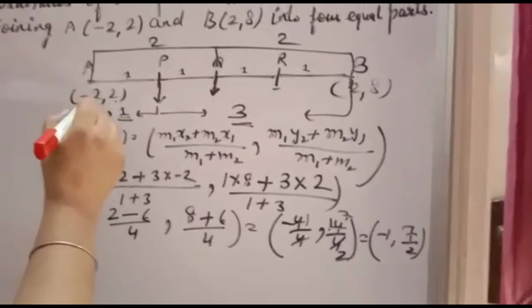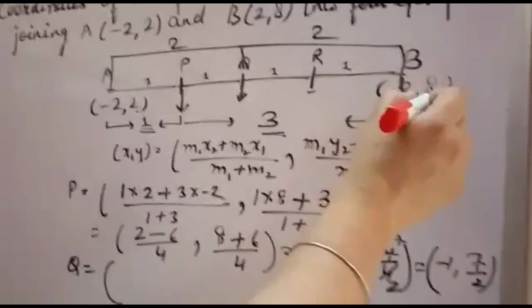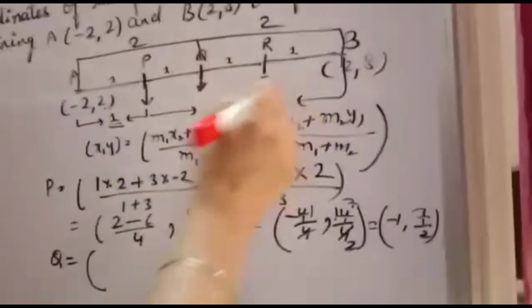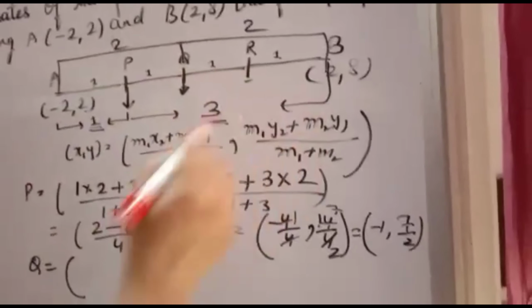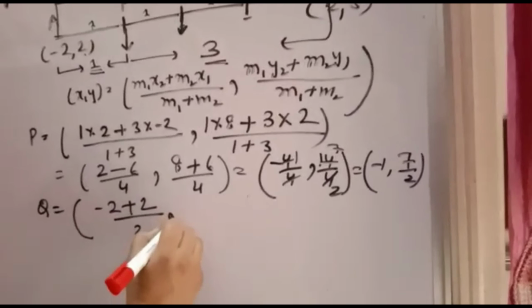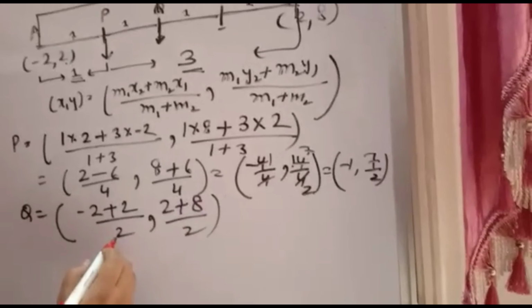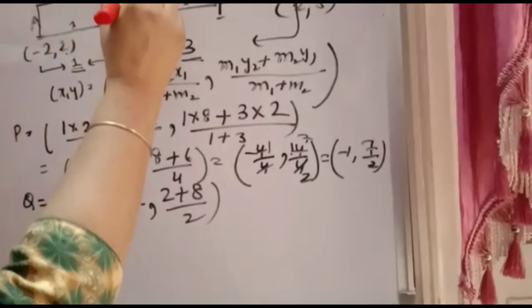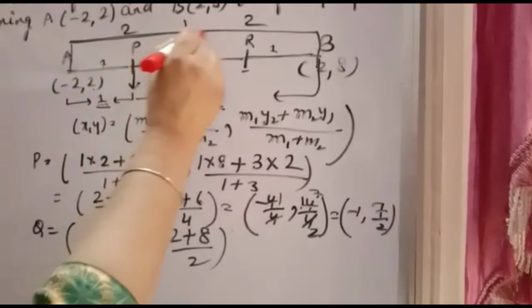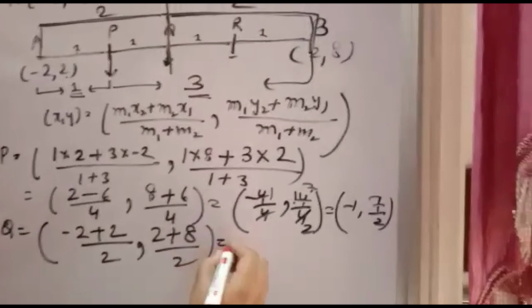So suppose this is x1, y1, and this is x2, y2. The formula is (x1 plus x2) over 2 and (y1 plus y2) over 2. So you will get (-2 plus 2) over 2, (2 plus 8) over 2. I took 2 here because Q is dividing into 2 equal parts. Whenever equal parts are there, you can use the midpoint formula to save time.